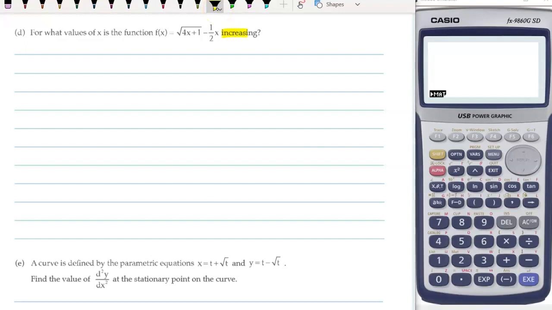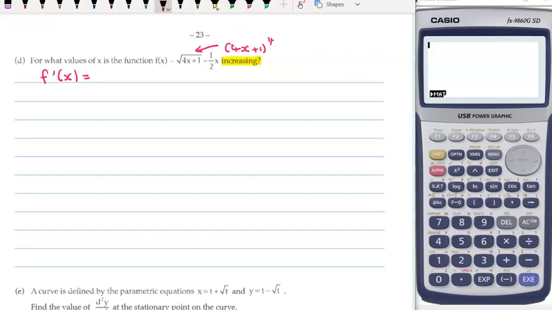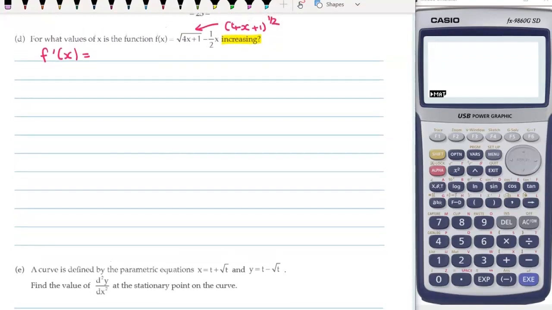We want to know when this function is increasing. That means the gradient will be greater than 0. So let's find our gradient function first. Remembering that this is the same as 4x plus 1 to the half. So if we were to differentiate that, we bring the half down, reduce the power by 1, leave the inside as it is, times by the derivative of the inside. The second term, if we differentiate minus half x, we just get minus a half. And we need for that to be increasing so it's greater than 0.